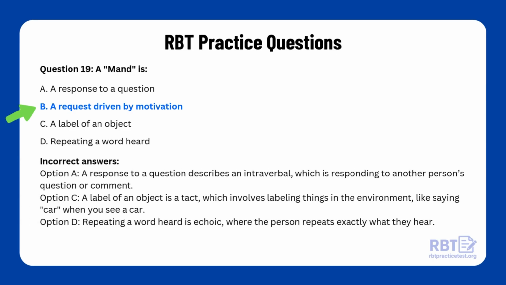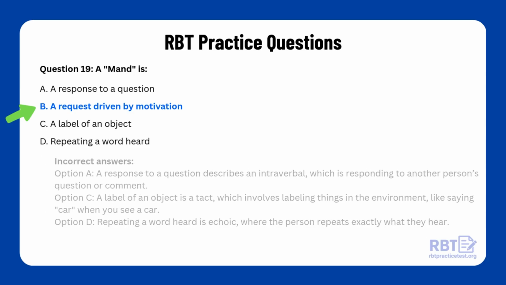A describes an intraverbal, which is responding to another person's question or comment. C is a tact, which involves labeling things in the environment, like saying car when you see a car. D is echoic, where the person repeats exactly what they hear. So note down when motivation drives the request, it's called a mand.